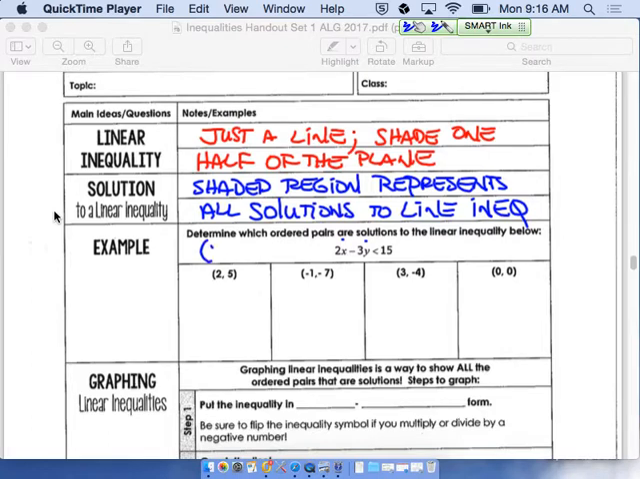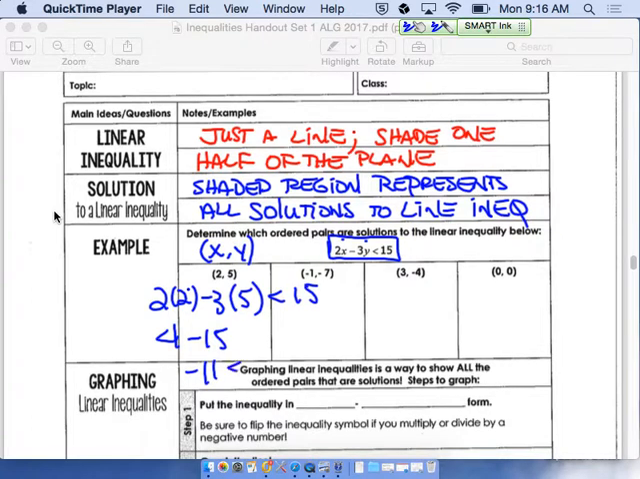The ordered pair is given with both an x and a y. A way to quickly test whether or not the ordered pair is a solution is to evaluate the line for the x and y values. Here I have the line 2x minus 3y is less than 15. If I test the first point, I would let x become 2 and y would become 5, and then I would compare that. Here I'm going to have 4 minus 15, which is negative 11. Negative 11 is in fact less than 15, so this is a yes. This is true.